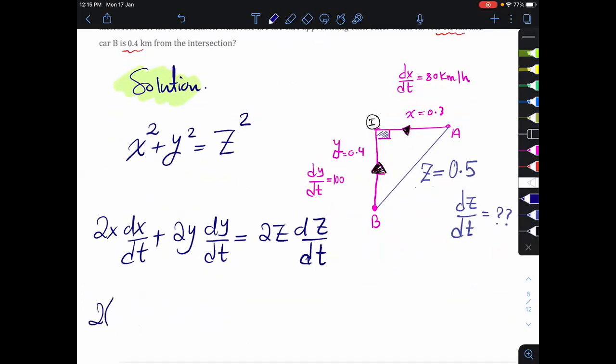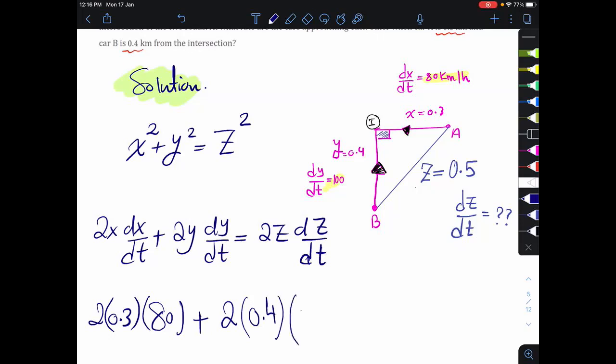The x is 0.3 and dx over dt is given also, 80, and 100. 80 plus 2 times y, which is 0.4 given also, and dy over dt is given, 100, is equal to 2 times z. Z depends on the triangle, so you should find z first. Z is the hypotenuse of the right triangle, and you can find it easily by the legs using the Pythagorean theorem. It's now 0.5 and dz over dt is the unknown rate.